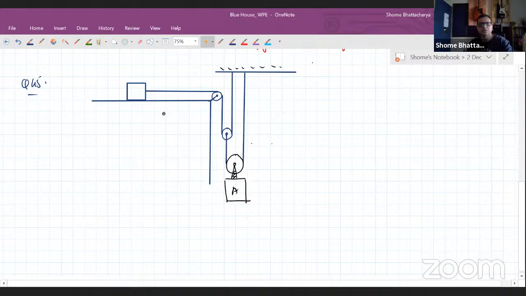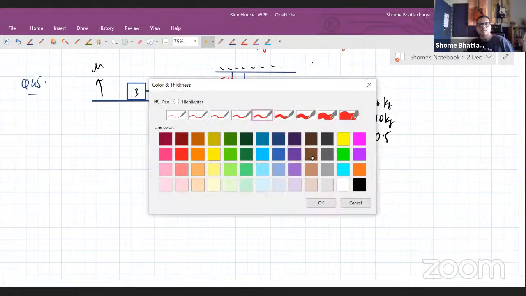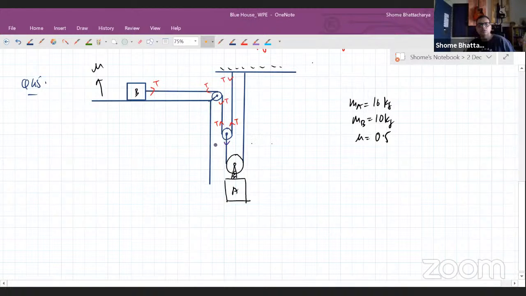These blocks are labeled A and B. So mass of A and mass of B are given to us as 16 kg and 10 kg respectively. And there's a coefficient of friction which is equal to 0.5 over here. And we have to take g as 10. So first of all, let's understand the distribution of tension. So if the tension in this thread is T, all the pulleys are massless. We have to consider all pulleys to be massless. So what about the tension in this thread? This tension will become 2T.